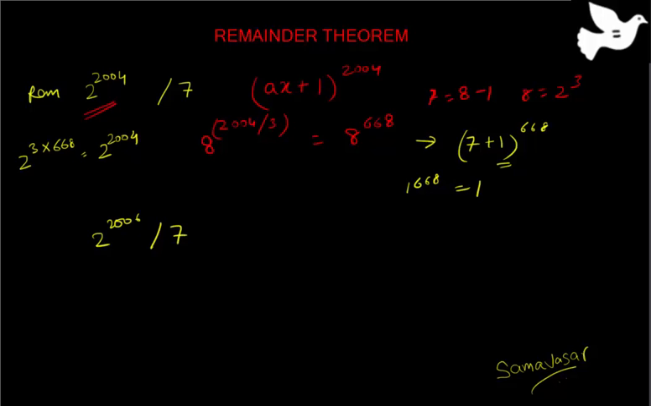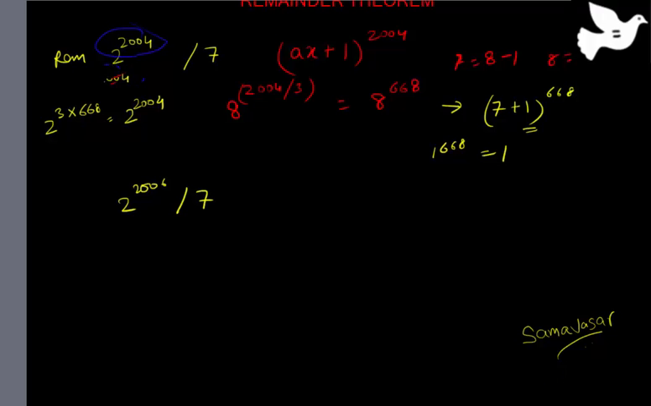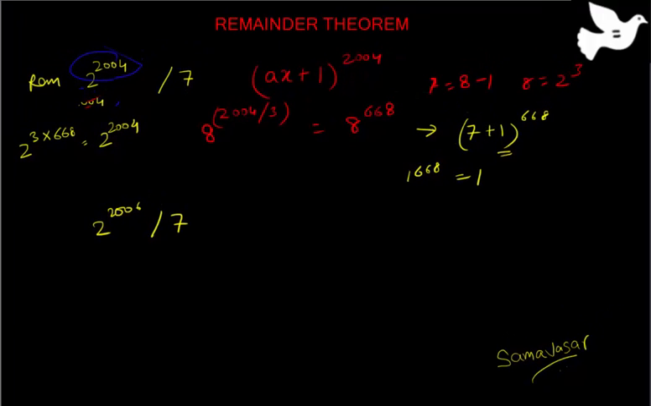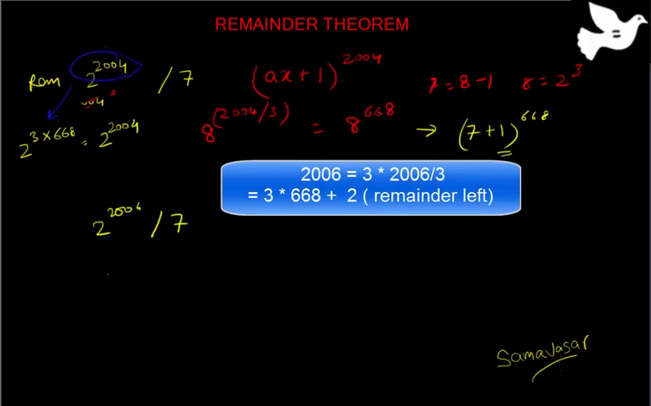So I could write 2004 as 3 into 668, which I can't do here because 2006 is not divisible by 3. So what will happen now is I need to first of all write this so that we can get perfect numbers out of it. So what we can do is we know that 2004 is divisible by 3. So I'll write it as 2 raised to the power 2 multiplied by 2 raised to the power 2004, which is equal to 4 into 2 raised to the power 2004.